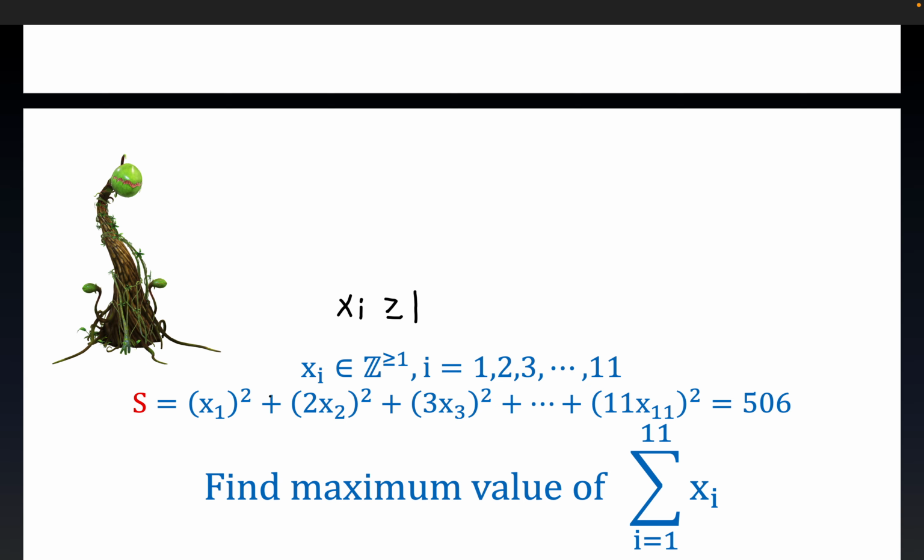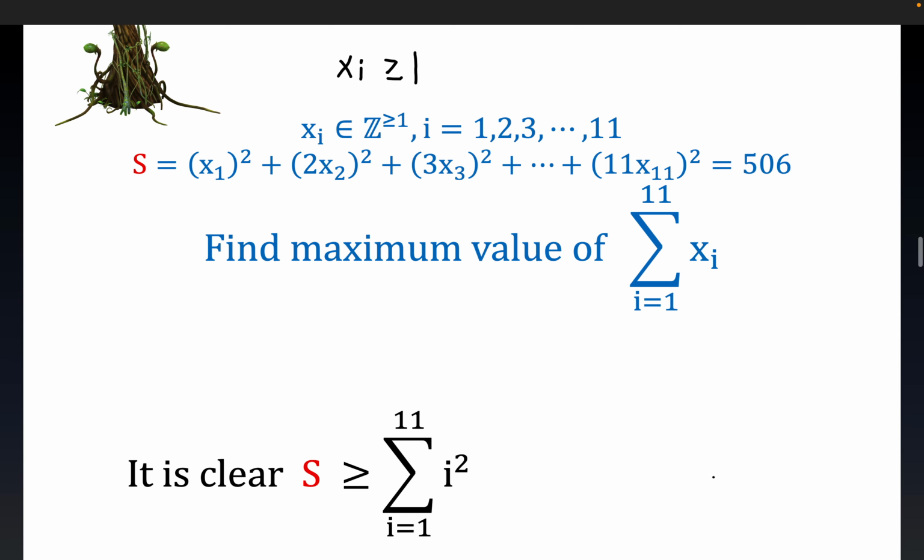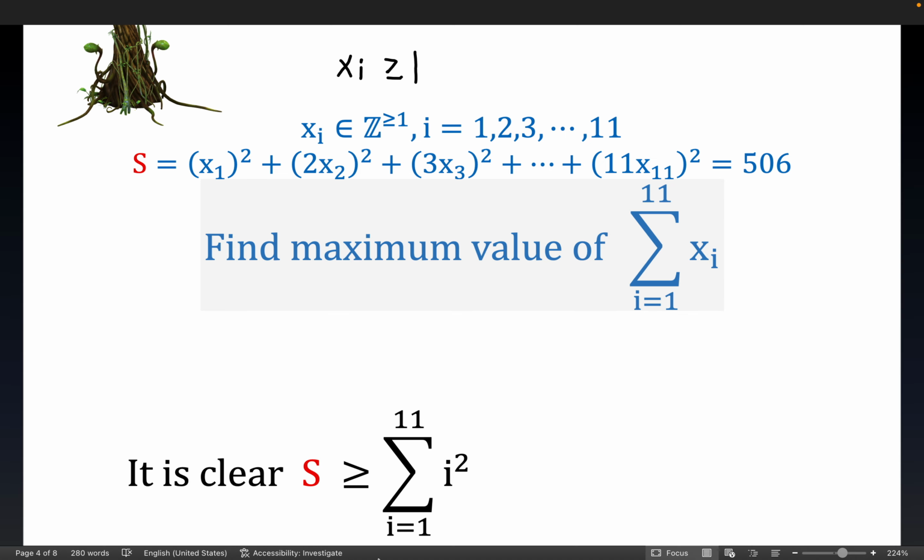Okay, now what we're supposed to do right here, we're given this special condition with this strange looking constant out here, and we're trying to find the maximum value of this sum. We're trying to find the maximum value of the sum of the 11 integers. Now, a lot of you may have already surmised something that's going to be very important, and it comes up here. It's certainly clear that s is greater than or equal to the sum of the first 11 integers squared. But notice that has a nice form.